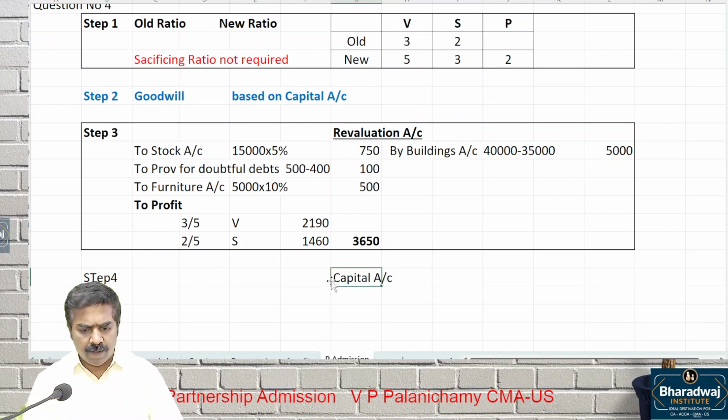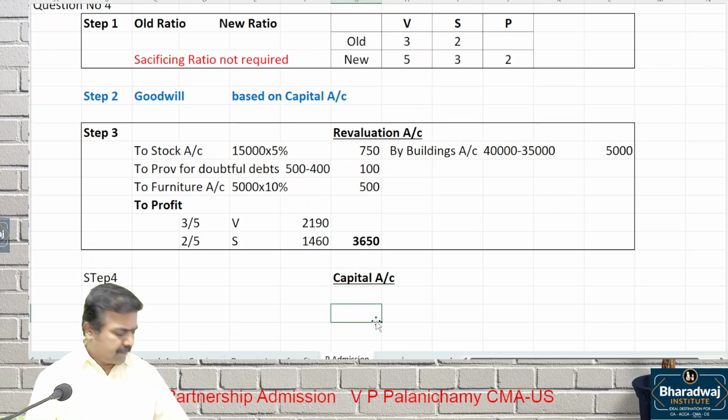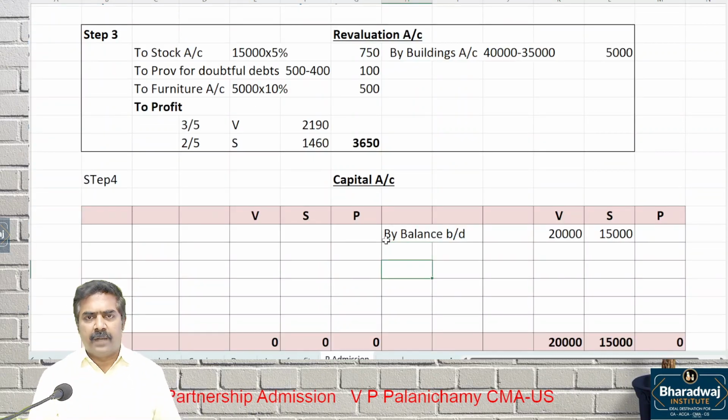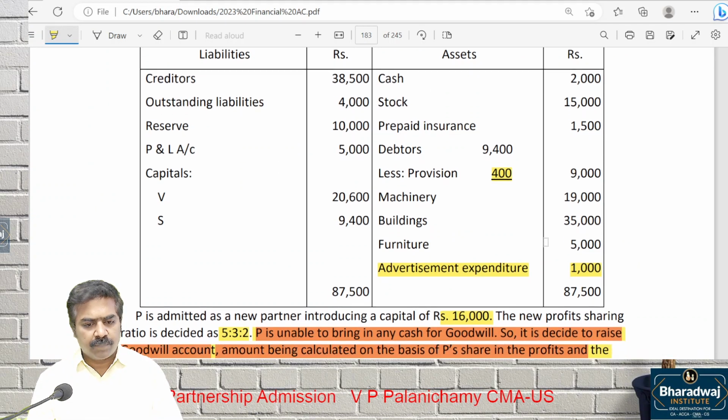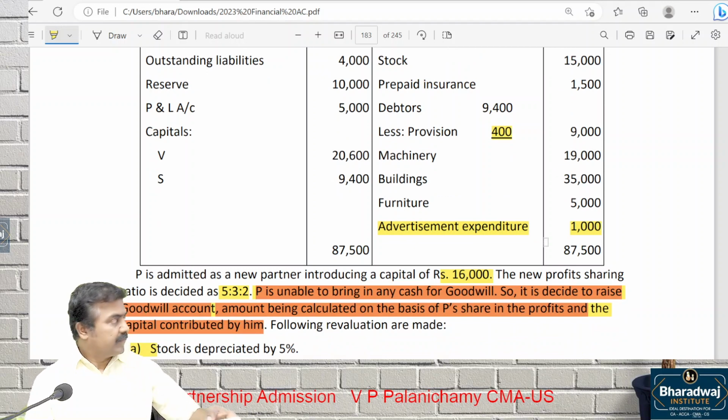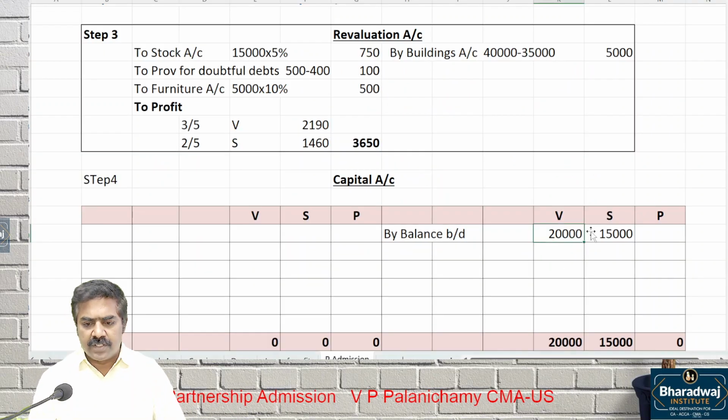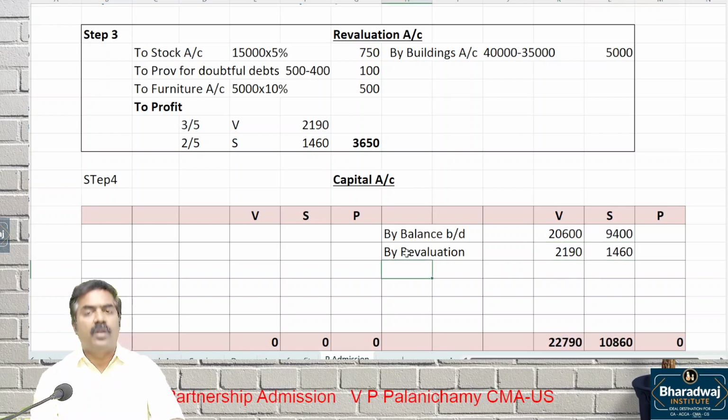Start. Capital account. Prepare the capital account. Except the goodwill, prepare the capital account. By balance brought down. What is the opening balance? B and S. 20,600 and 9,400. Then, by revaluation profit, how much? 2190 and what? 1460. Then, what is the next one?